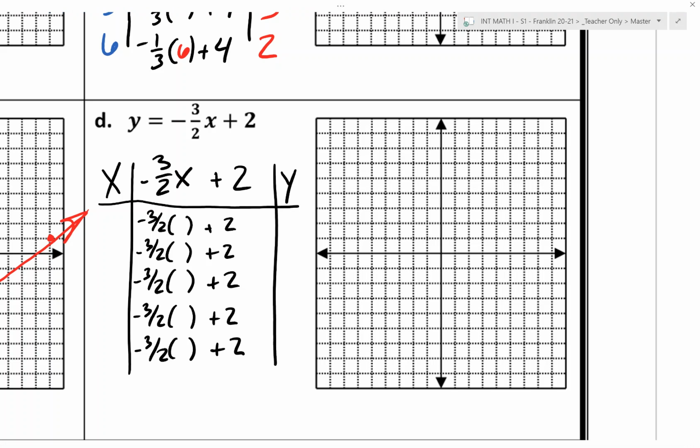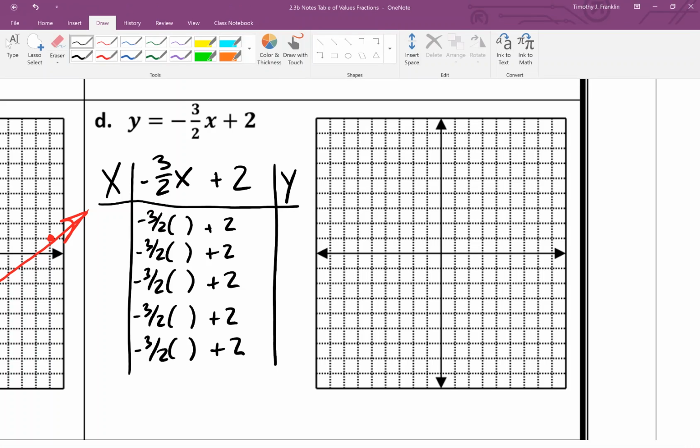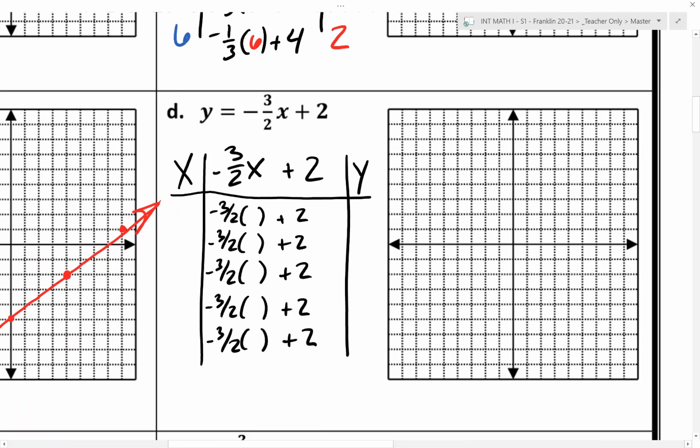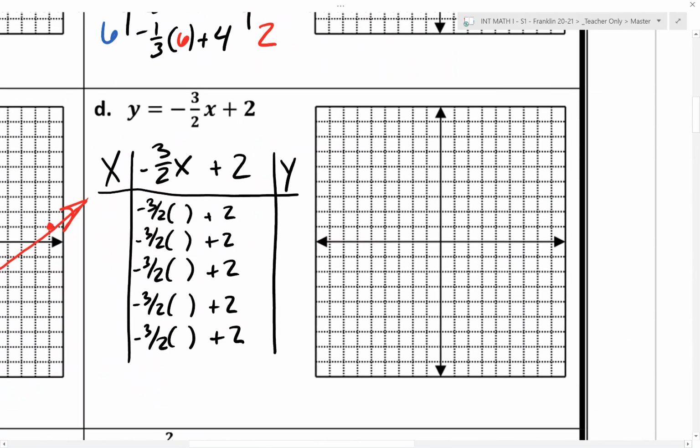Okay, so for our x values, the denominator here is 2. Now I know there's a negative sign, and there was on the previous one, or no, there wasn't. There's a negative sign, but just ignore the negative sign for now. You'll deal with that when you actually do the operations in the middle. So the denominator is 2, so we're going to use negative 4, negative 2, 0, 2, and 4, right?